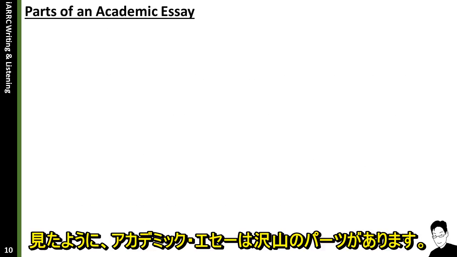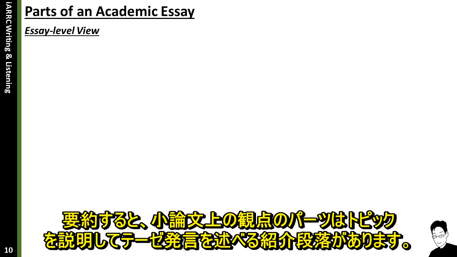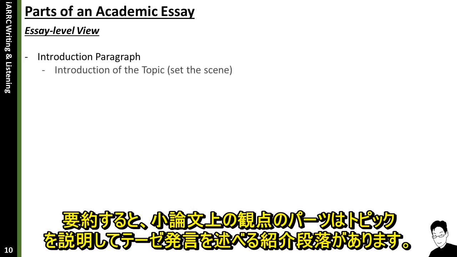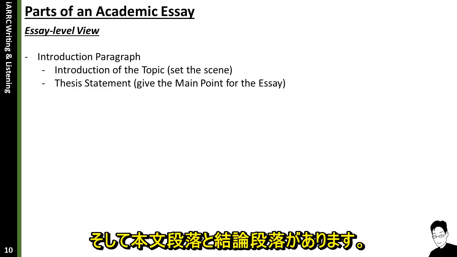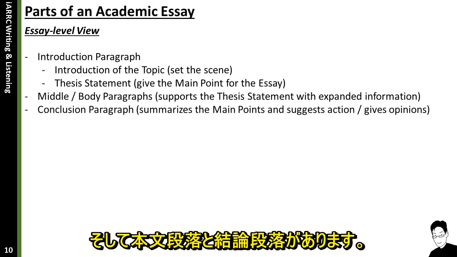As we can see, an academic essay has many parts. These parts can be viewed at an essay level or at a paragraph level. To recap, the essay level view parts are an introduction paragraph, which introduces the topic and then gives a thesis statement, the middle or body paragraphs, and the conclusion paragraph.